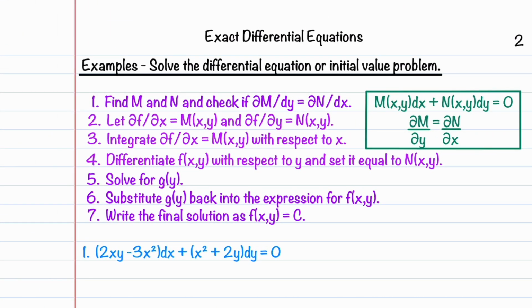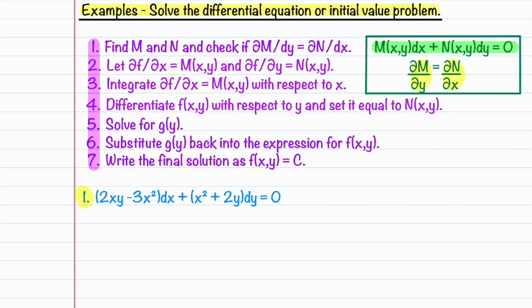Let's look at some examples where we are going to solve an exact differential equation or initial value problem. On the left, I've written down steps that we can follow, and on the right, I've written down the general form for an exact differential equation with the exactness condition. We'll go through these steps one by one as we work through each example. Let's look at our first example.